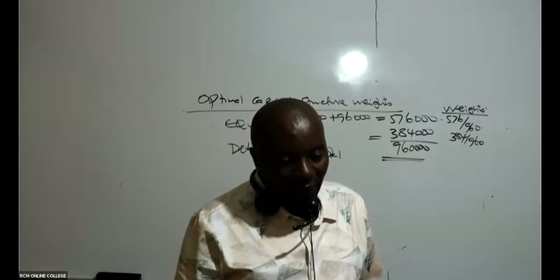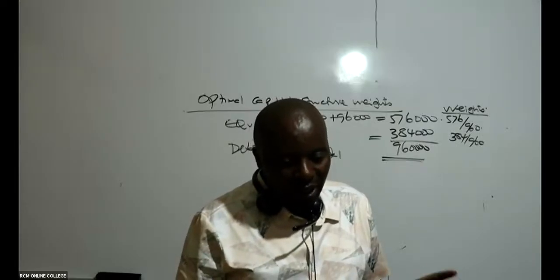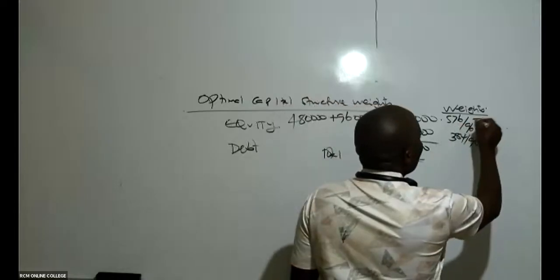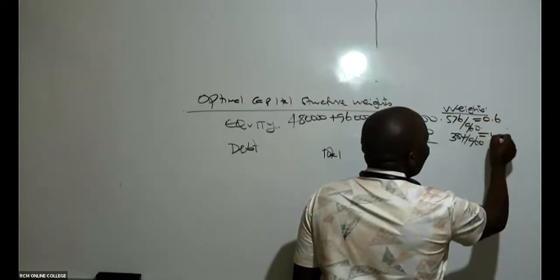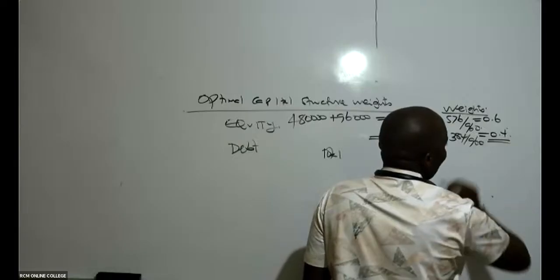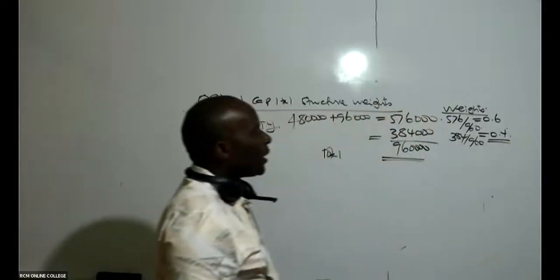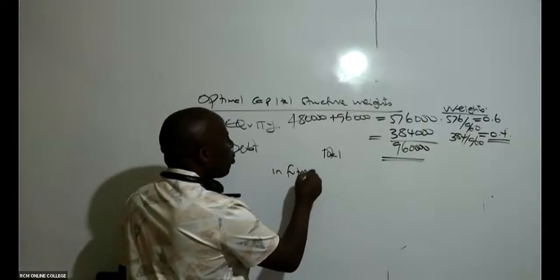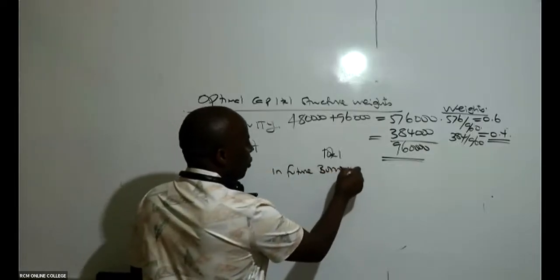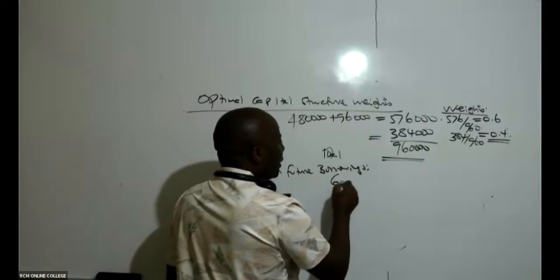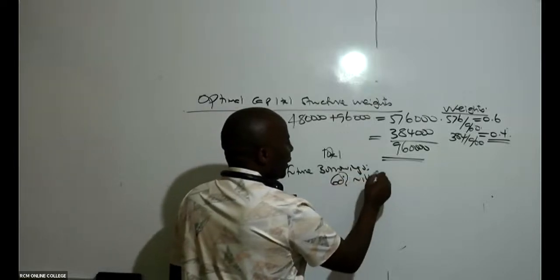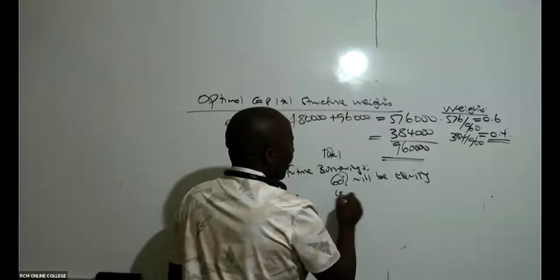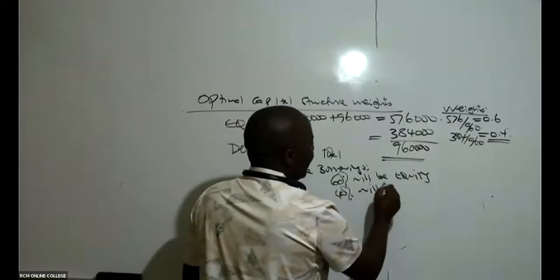So most of them are saying, Mwalimu, this should be 0.6 exactly. Thank you very much. So this is 0.6. Then therefore, this will be 0.4. So what does this mean? It means that even in future borrowings, 60% will be equity, and the 40% will be debt.